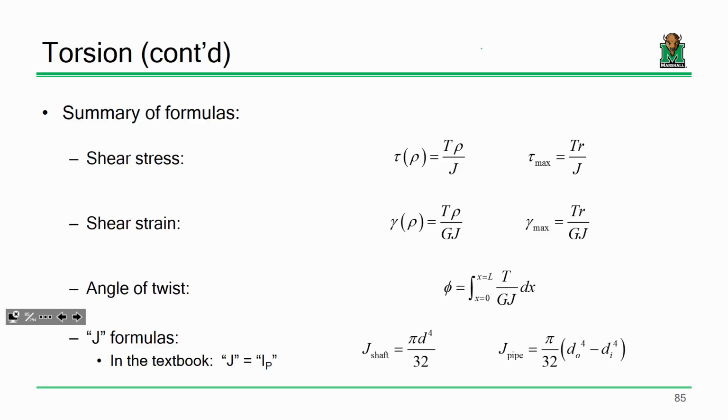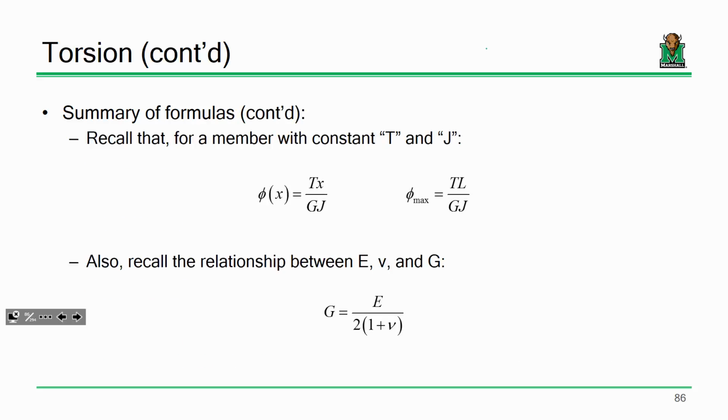Okay. All right. Now on the next slide, the angle of twist, if you've got a constant torque or a constant J, is as follows, and for a given segment it's just TL over GJ.